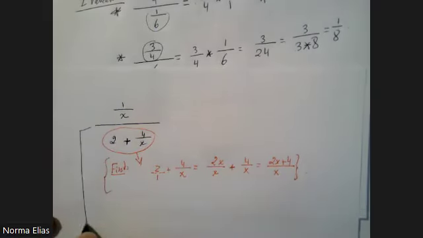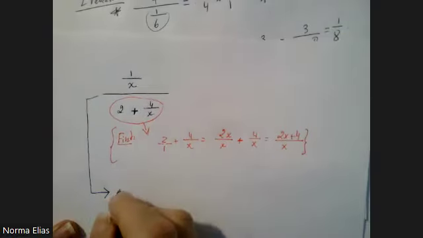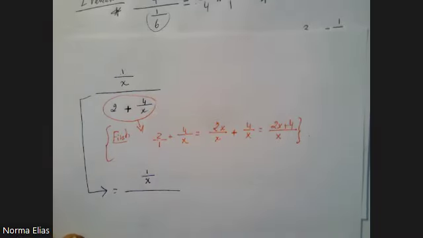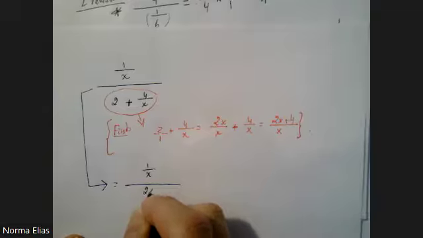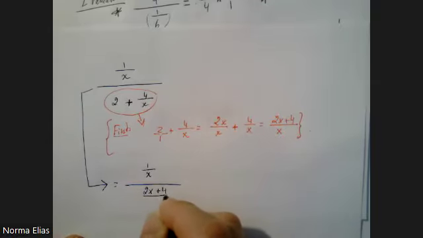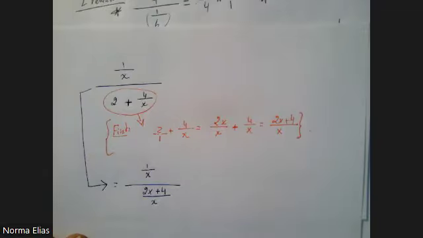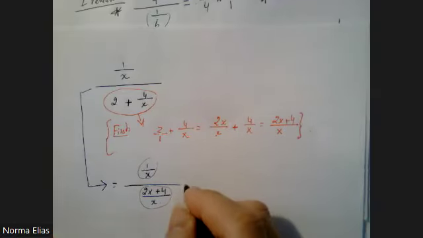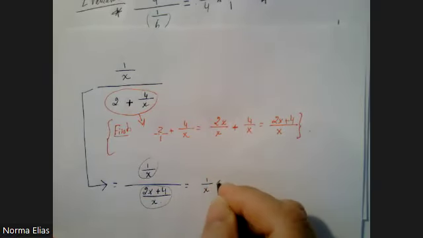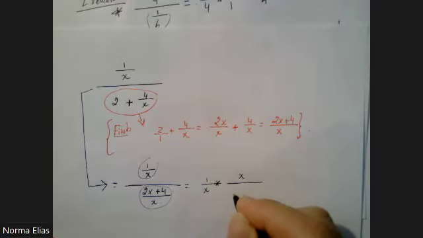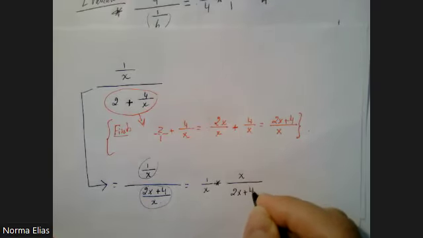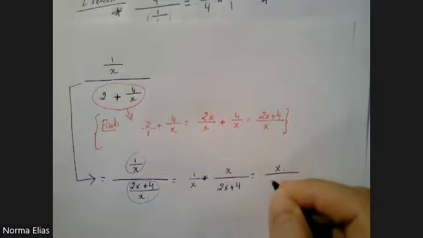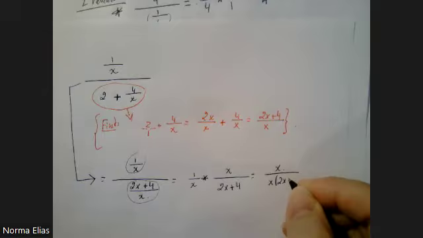Now that I have simplified it, I go back to the expression: the quantity 1 over x divided by the quantity 2x plus 4 divided by x. Now I have a fraction divided by another one. I can use the rule that you guys know. So it's 1 over x multiplied by x over 2x plus 4. Okay, and now we multiply. So this is x divided by x times 2x plus 4.